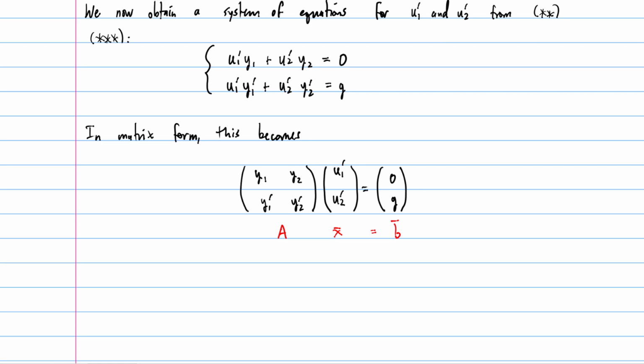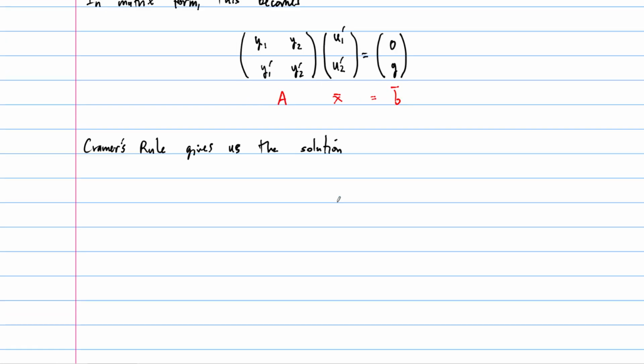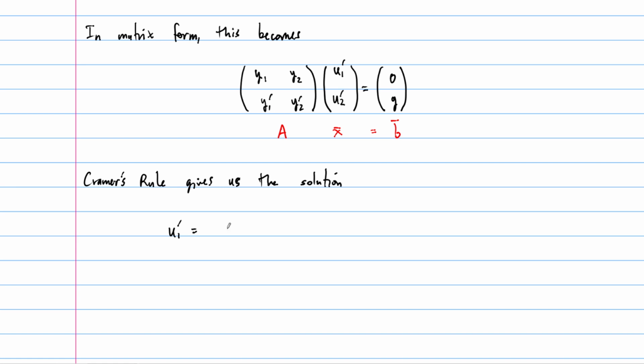We can now regard this as a matrix equation, A times x equals b, and from here we can use Cramer's rule to solve this. We reviewed Cramer's rule in the last lecture, and this is the reason why. Cramer's rule gives us the solution: u1 prime is the determinant of A1 divided by the determinant of A, and u2 prime is the determinant of A2 divided by the determinant of A.